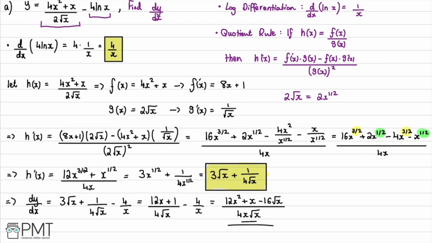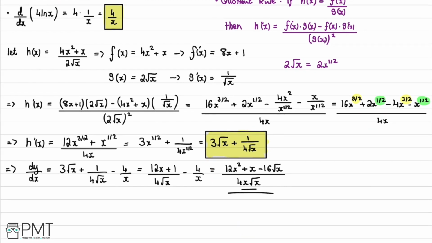So therefore, we'll just look back at the question and see if that's what we're aiming for. So we were asked to show that dy by dx was equal to 12x squared plus x minus 16 root x divided by 4x root x. And that is what we have here. So we'll just write in here, we've got our answer there, and that's equal to dy by dx as required.